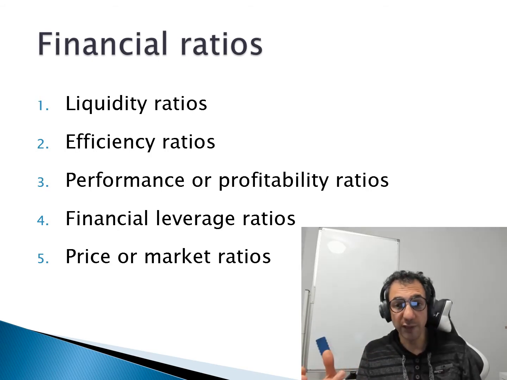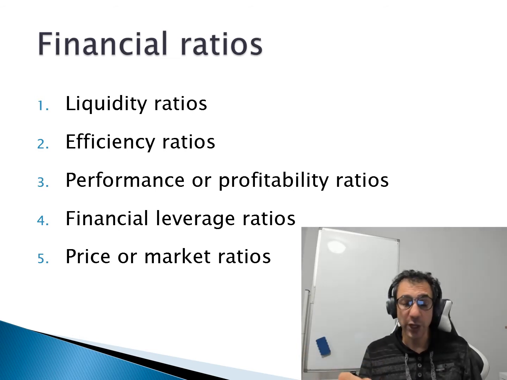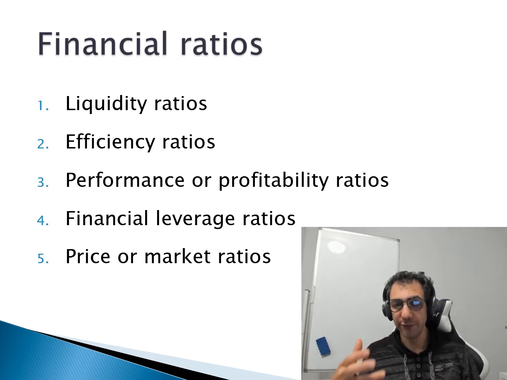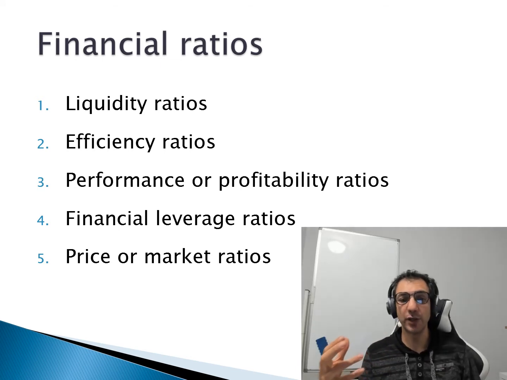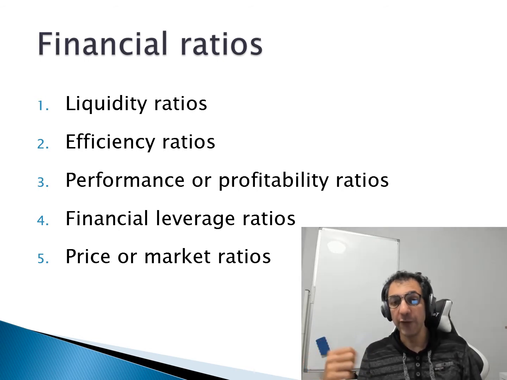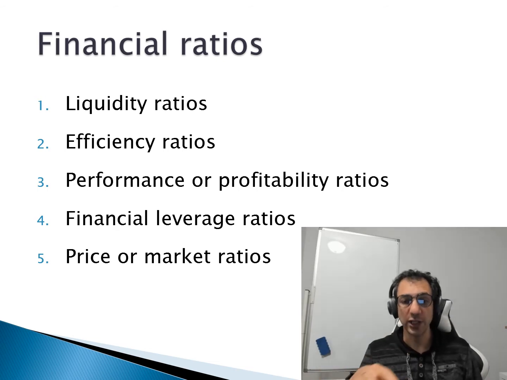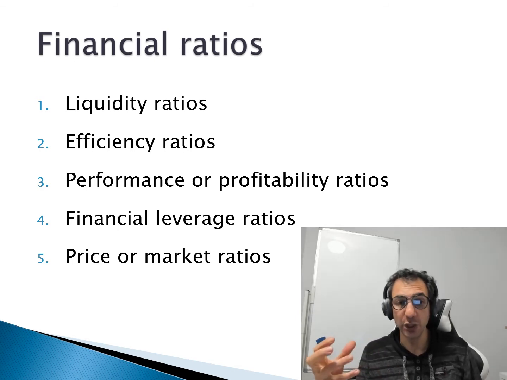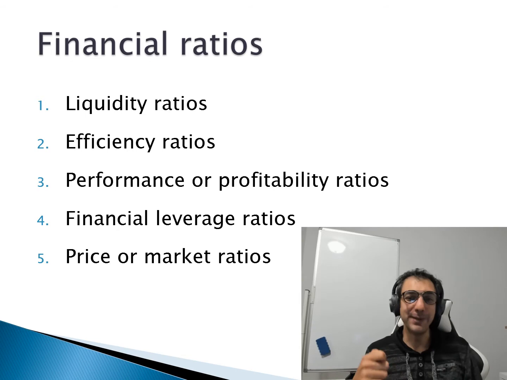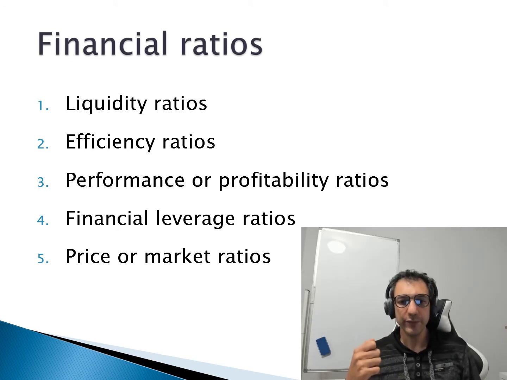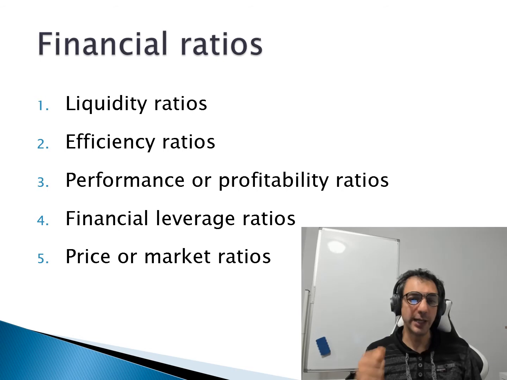So which one is more relevant to you? Again, it depends. If you are the investor, looking to see how the company is going to perform and how the market is reacting to its performance, you might consider price or market ratios as well as performance or profitability ratios. If you are the bank, the lender, you are more concerned about the ability of the firm to pay your interest or pay the principal back. In this case, you will consider financial leverage ratios as the major one. So depending on what type of beneficiary you are, you will choose appropriate ratios.